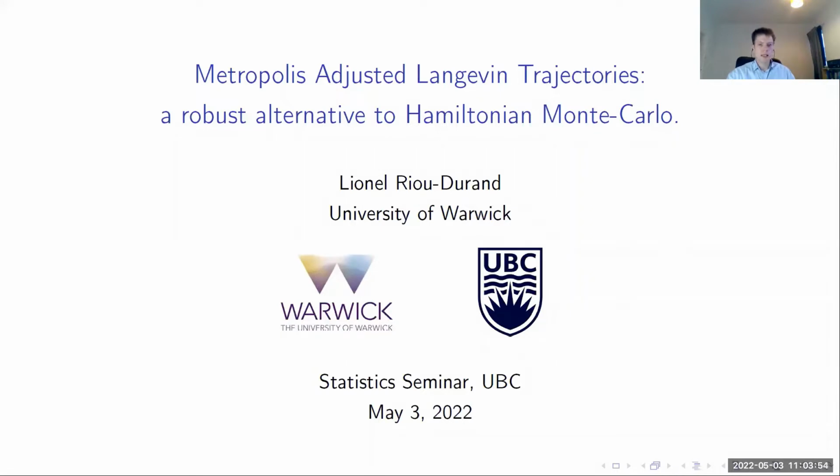The word robustness here relates to the robustness of tuning of the parameters of Hamiltonian Monte Carlo. And we are going to study the Langevin diffusion or kinetic Langevin diffusion as a way to introduce randomness in the trajectories that will enable robustness of tuning with respect to its parameters, right? So the resulting algorithm is named Metropolis adjusted Langevin trajectories, and I'm going to try to convince you that it can yield a robust alternative to Hamiltonian Monte Carlo.